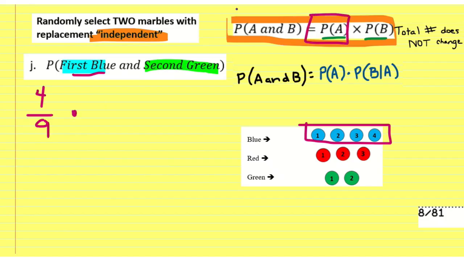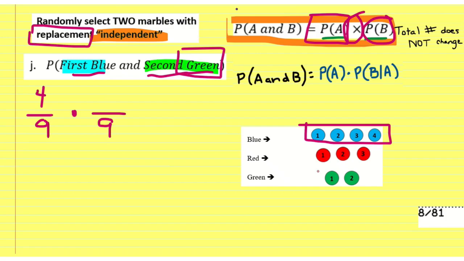And then I'm going to multiply that times the probability of the second event. And the second event is that I'm going to pull a green out. However, I did replace that blue marble in the bag. So that means I still have a total of 9 marbles. But how many green options do I have? I have 2 green marbles to choose from. So it's going to be 2 ninths probability of choosing a green marble.